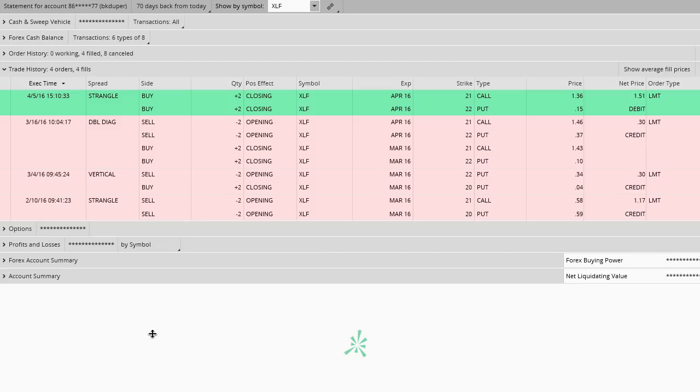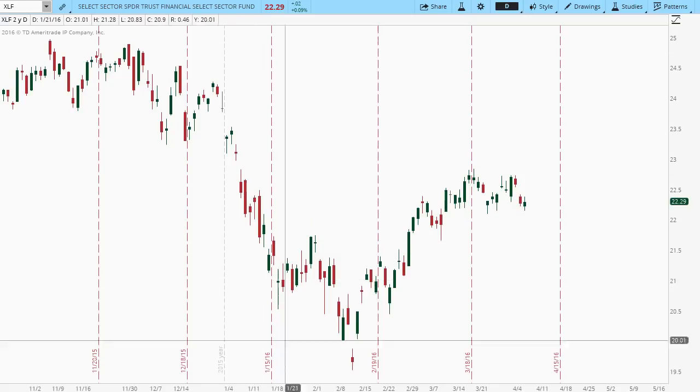Now, if we go to our Thinkorswim platform, you can see these are all live, real trades. This isn't paper money or anything. And this was the original trade that we made back on February 10th. We opened that new position here on February 10th, which was the 1.17 credit of the 21 calls and the 20 puts. You can see on this chart, this was the date that we entered this strangle, and we pretty much picked the worst time to get into XLF because the stock rallied significantly beyond that.